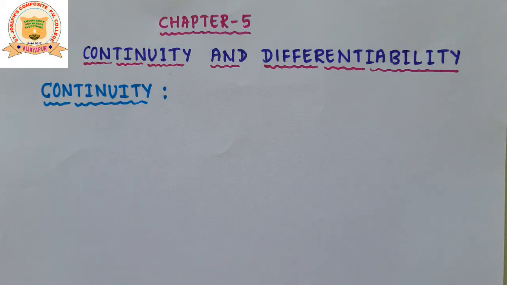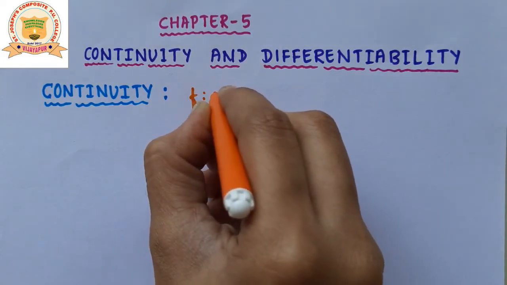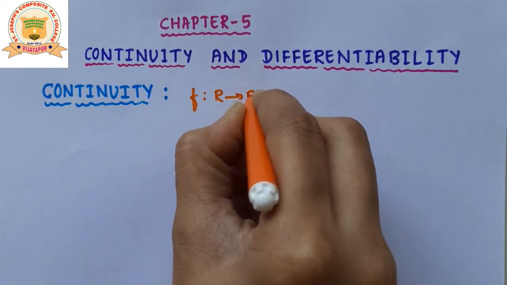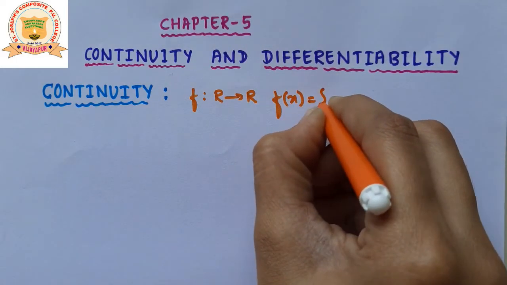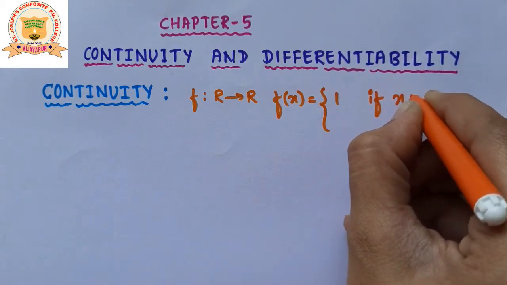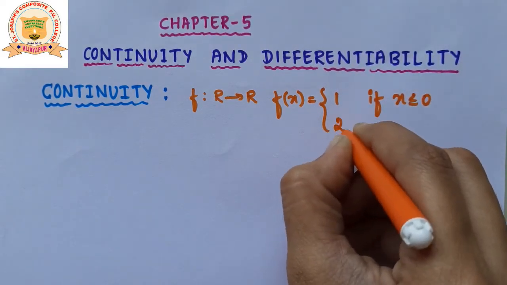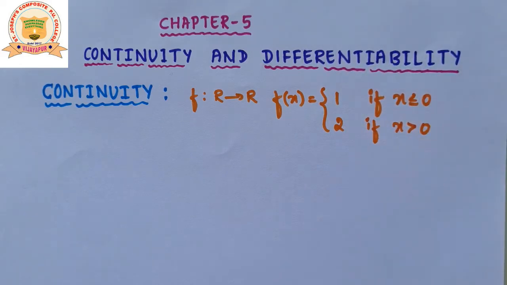Let us consider a function f from R to R. It is defined as f of x is equal to 1 if x is less than or equal to 0, and its value is 2 if x is greater than 0. Now, we will draw the graph of this function.